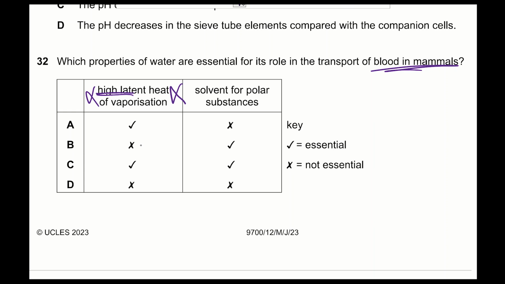Now, solvent for polar molecules. So being a solvent helps it transport substances such as hemoglobin and waste substances. Therefore, this is correct. And the answer is going to be B.